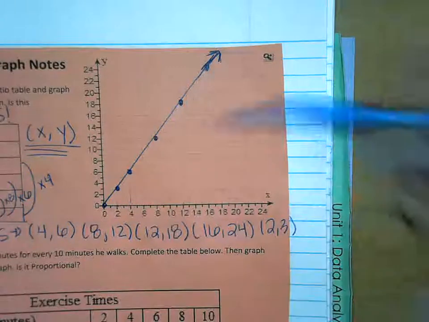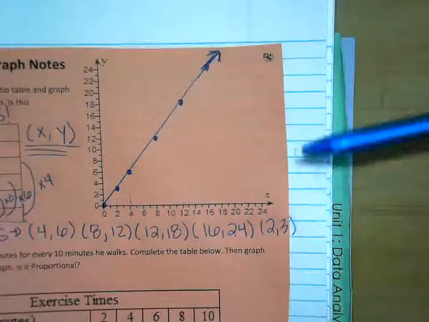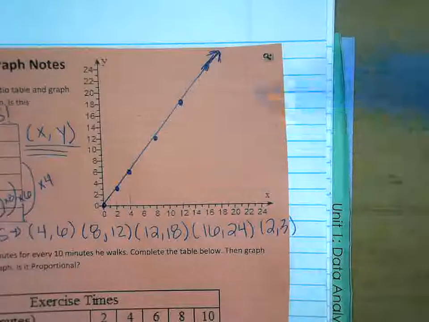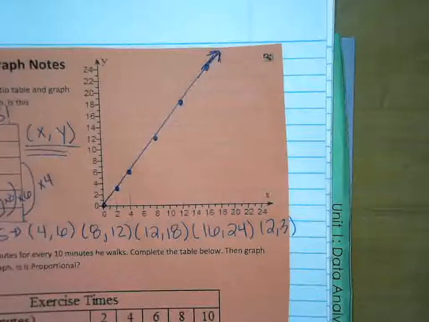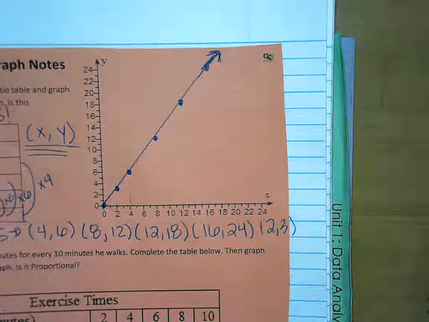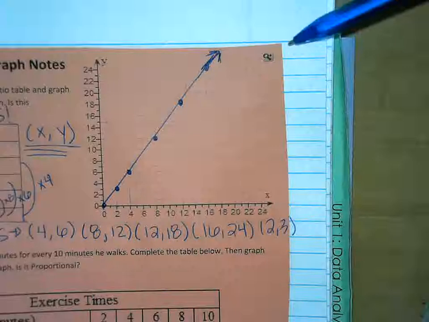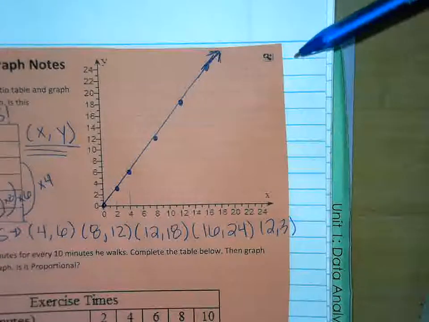Now, can we describe this graph in many ways? Somebody tell me something about this graph. How would you describe it? Give me some descriptive sentence. Ethan? The ratio graph is proportional. Okay, so we could just say it's proportional. What else could we say?